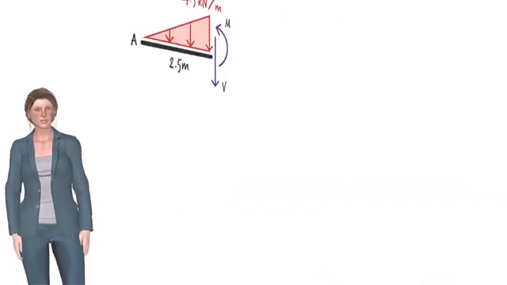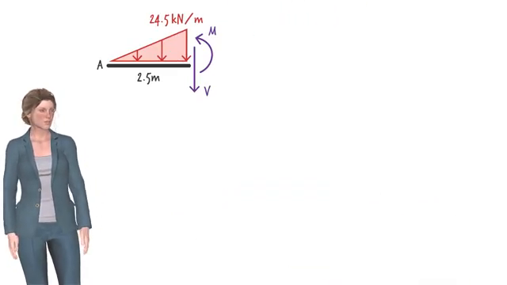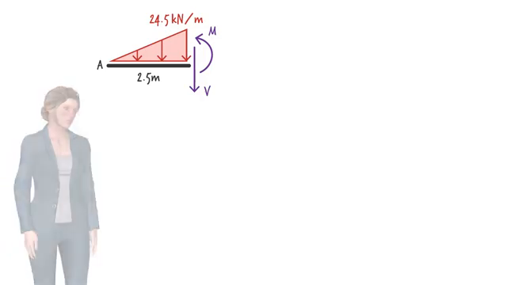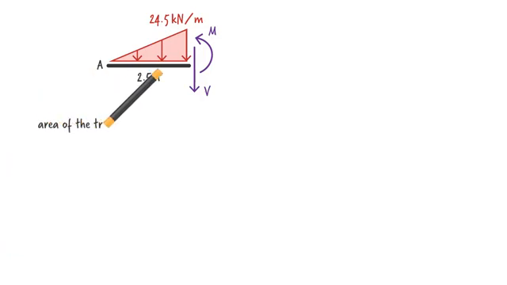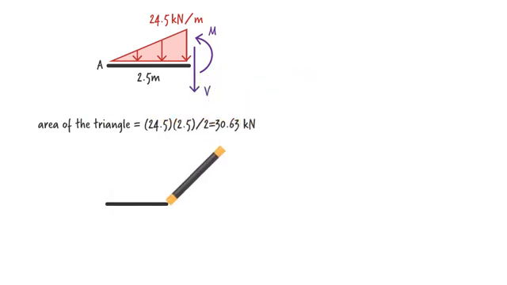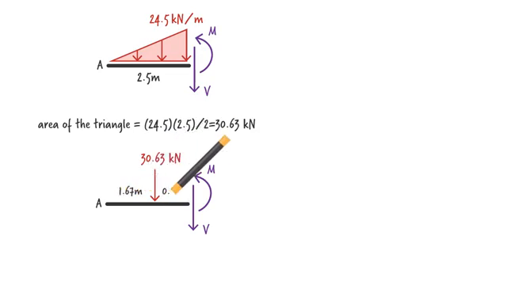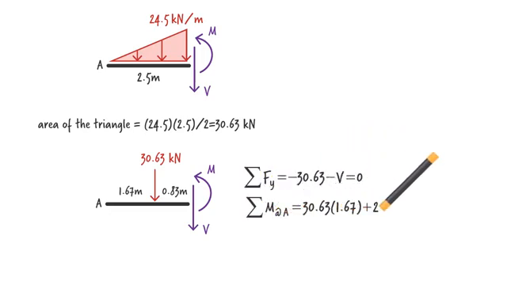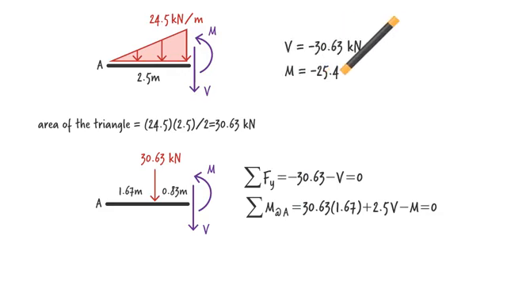So the triangular load has a height of 24.5 kilonewton per meter at the cut point. Before writing the equilibrium equations, let's replace the distributed load with its equivalent concentrated load, the magnitude of which is the area of the triangle, and its location is the geometric center of the triangle. Now we can write the equilibrium equations like this. Solving them for the unknown forces, we get.